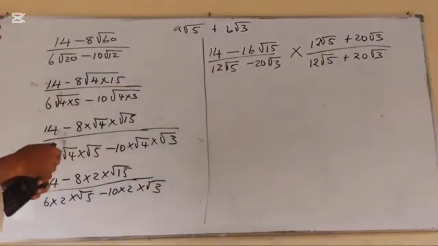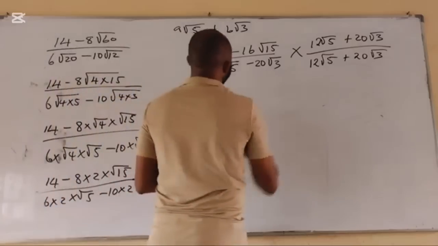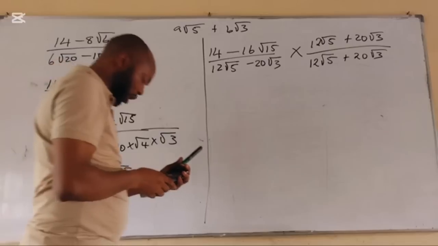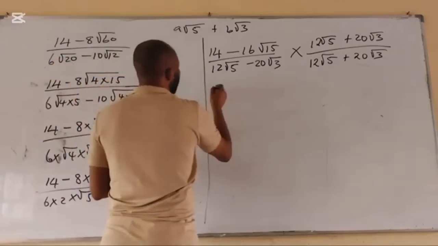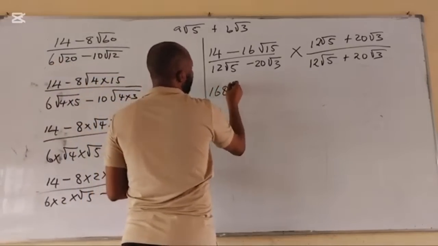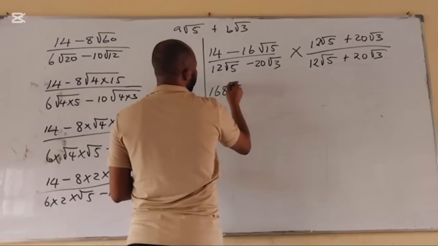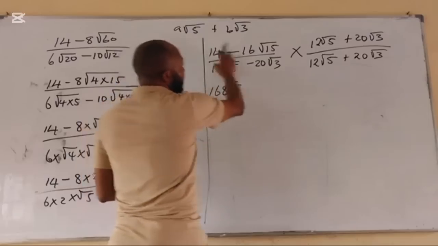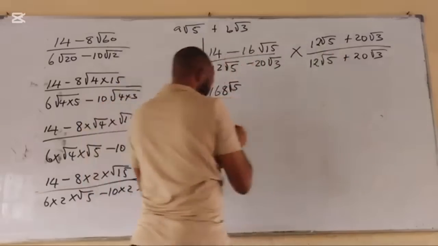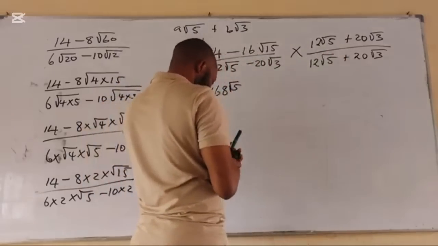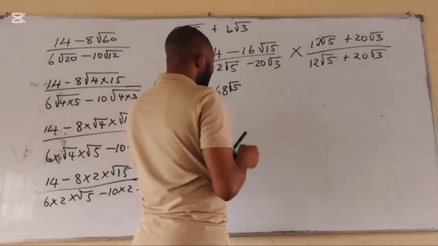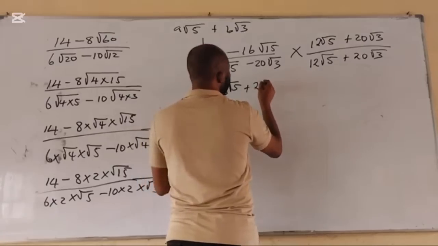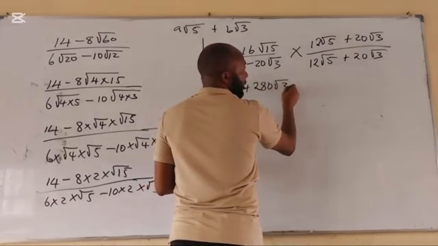Now, 14 times 12, I want to multiply. 14 times 12 will give me 168. I have 168 root 5. 14 times 20 here will give me plus 280 root 3.